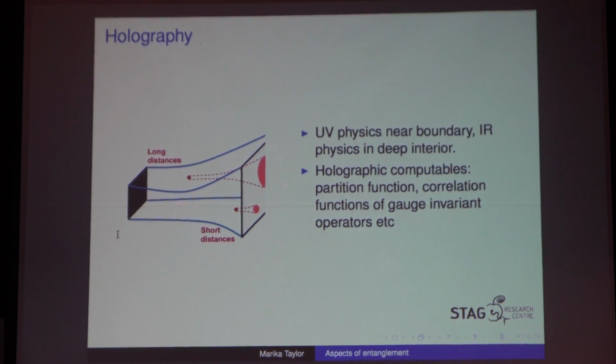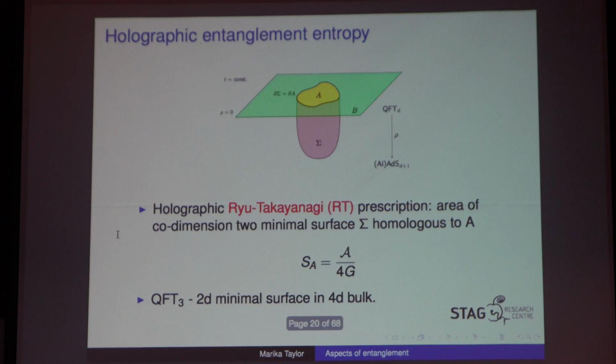Now, the other thing we discussed on Monday was that the natural holographic computables were the partition function and correlation functions of gauge invariant operators. Okay. Now, the partition function played a role in the construction of the entanglement entropy. So from that perspective alone, it would be natural to think that the entanglement entropy would be something that you could calculate holographically. And indeed, not with that reasoning, but 10 or 11 years ago, Ryu and Takayanagi proposed that there was a simple prescription for calculating entanglement entropy whenever you had a holographic description of a quantum field theory.